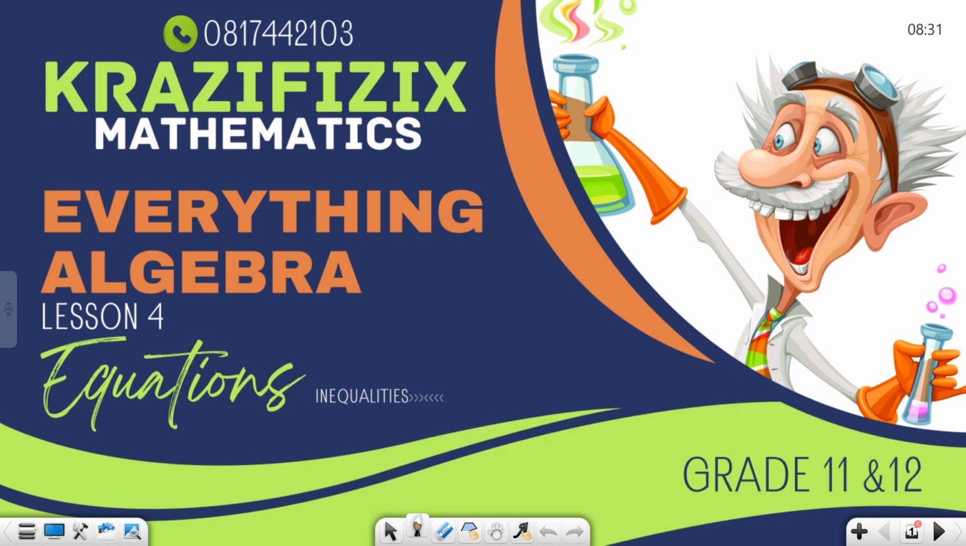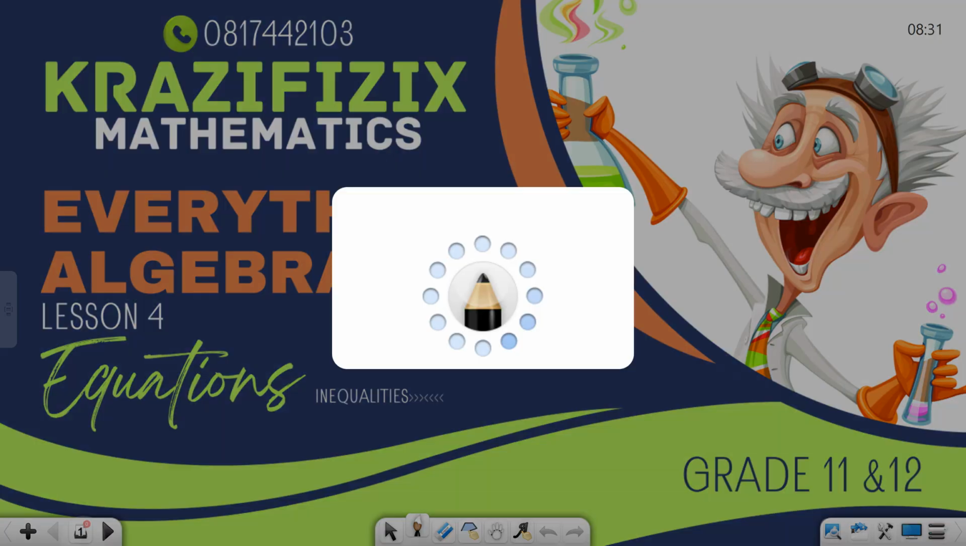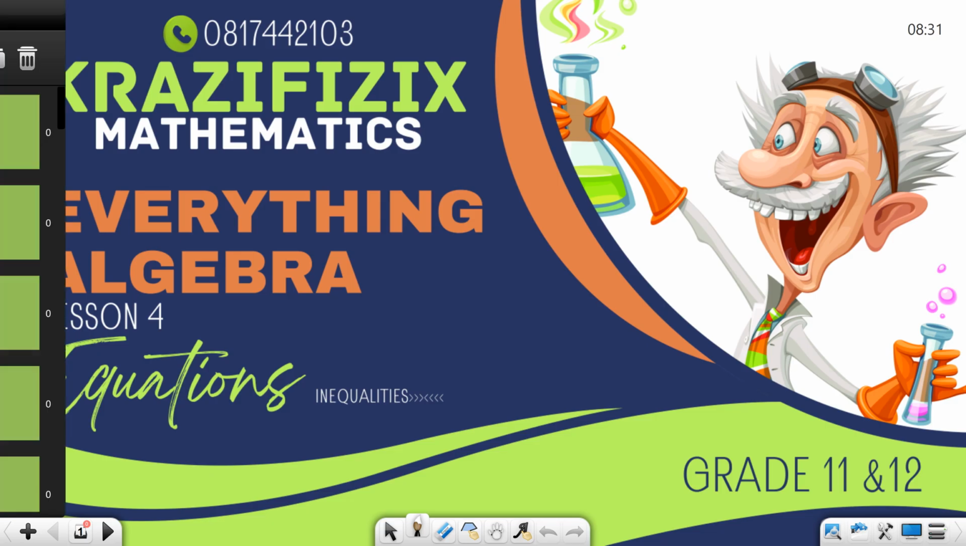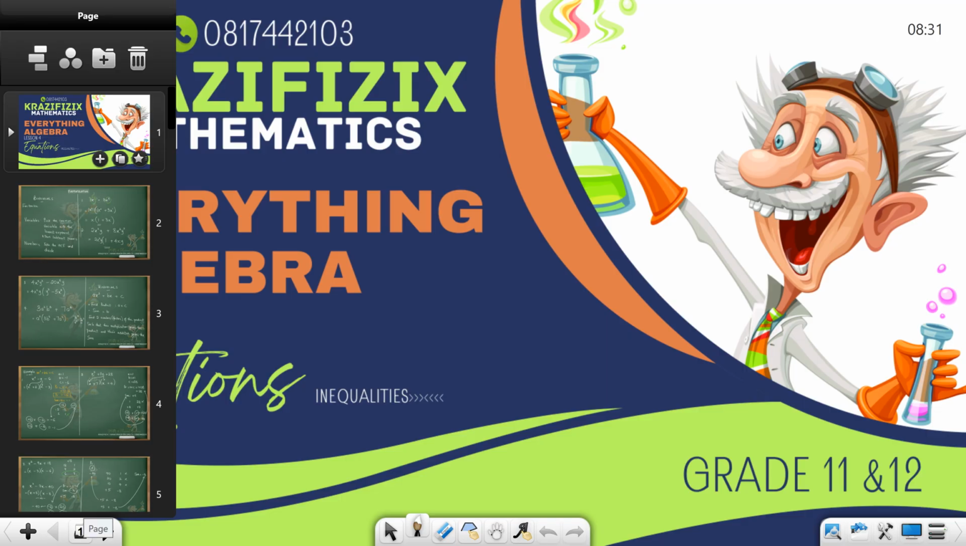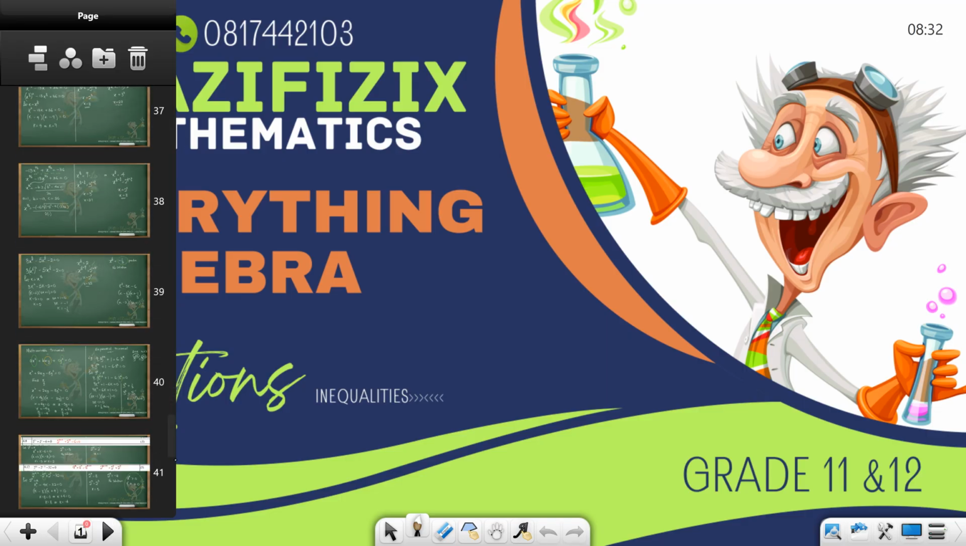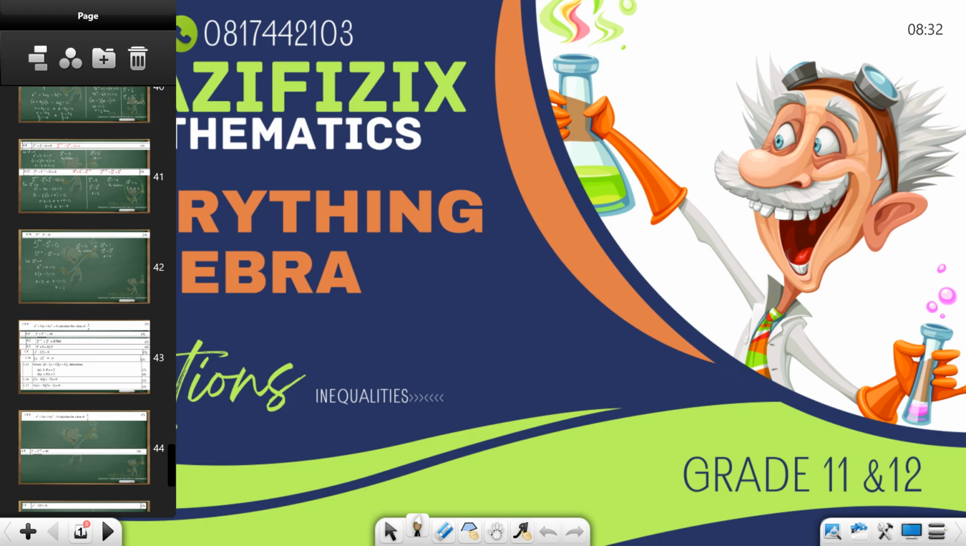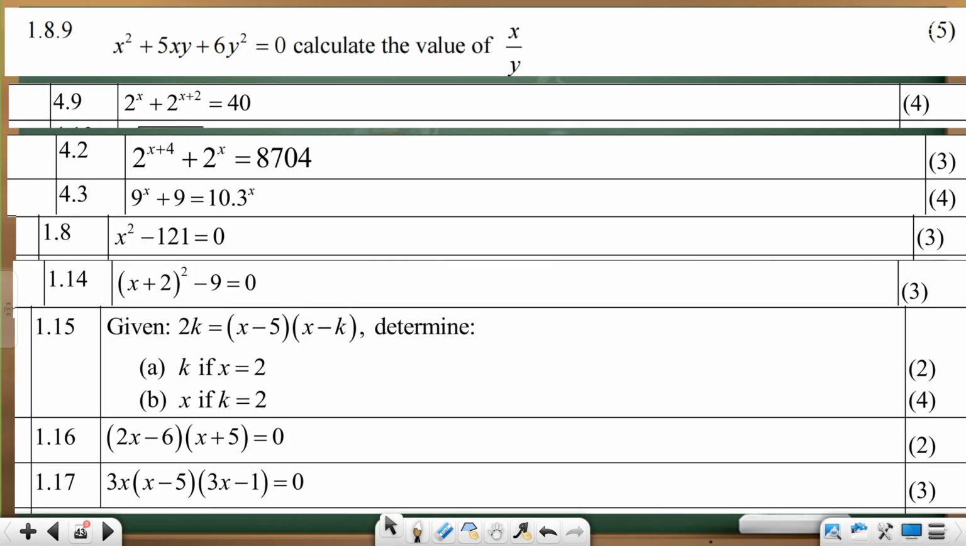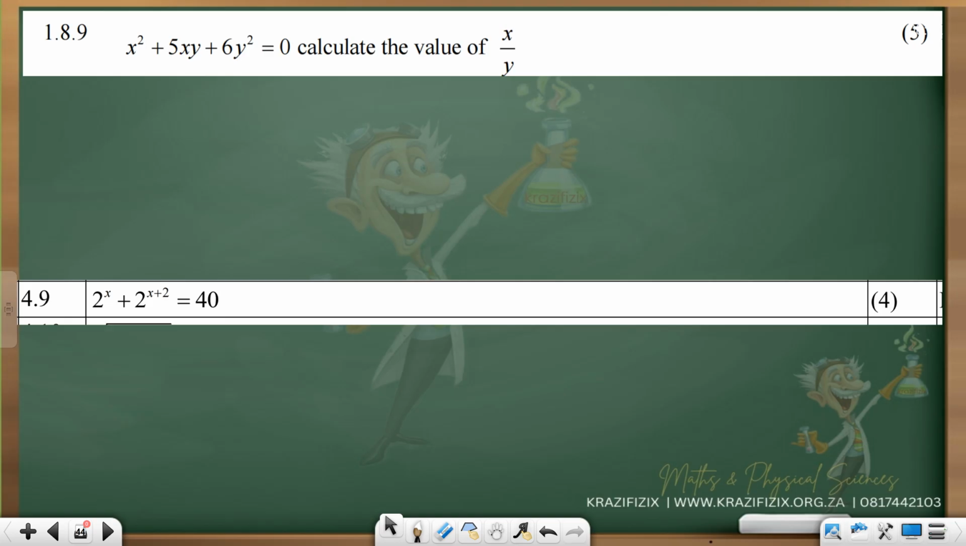Okay, guys, lesson number 4, and today our focus will be to look at inequalities. But as is our custom, we had about 7 to 10 questions from lesson number 3 on trying to solve for x. There are so many types of equations that we need to learn. So let's see. All right, this is the list of questions that we had to deal with, 5 marks, 4 marks, and all. All right, so let's quickly start.